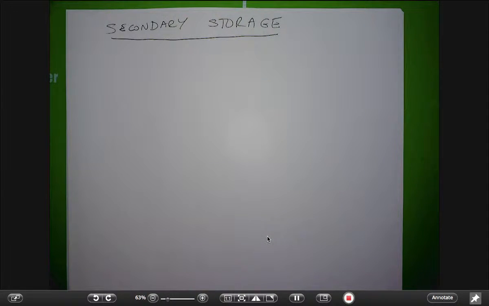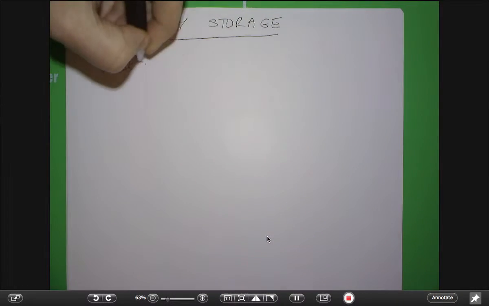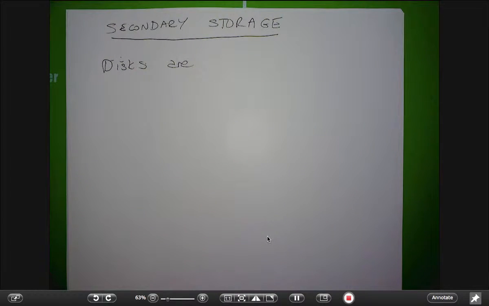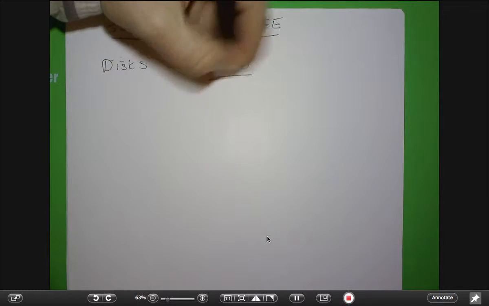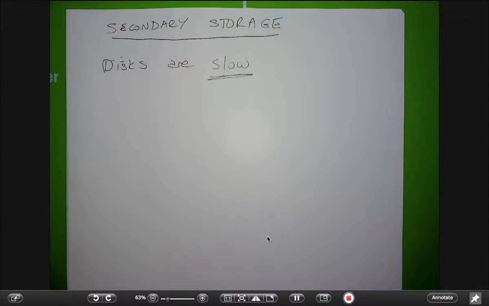Okay, so this class starts with this very important word. Disks. What are disks? Slow. Okay, so this is the most important thing to remember. Your data is stored on disk.